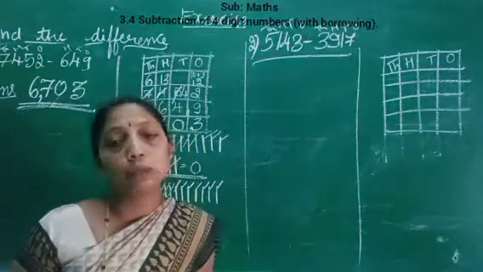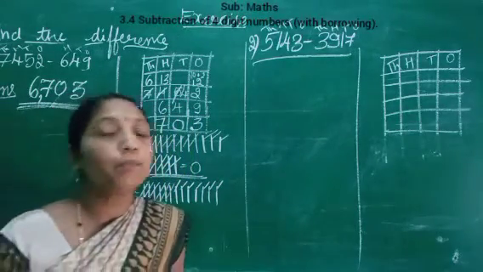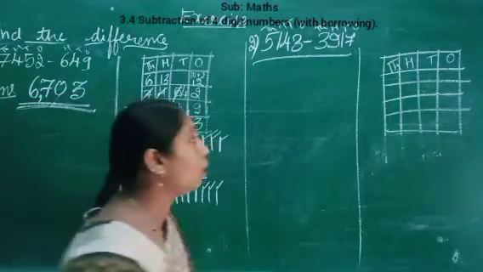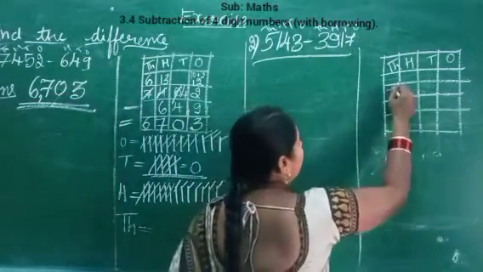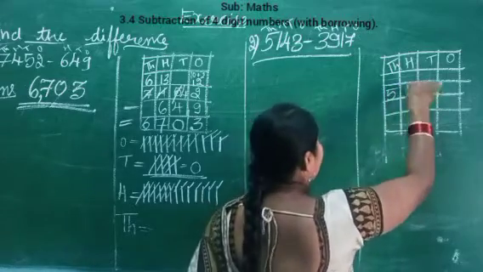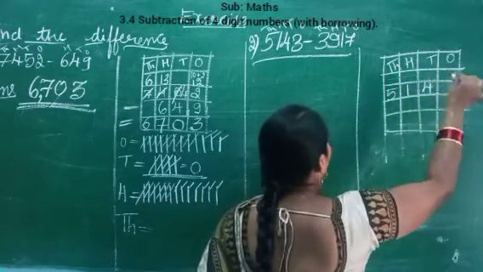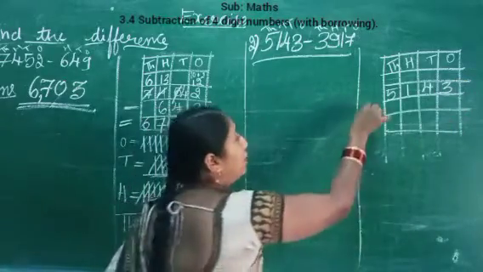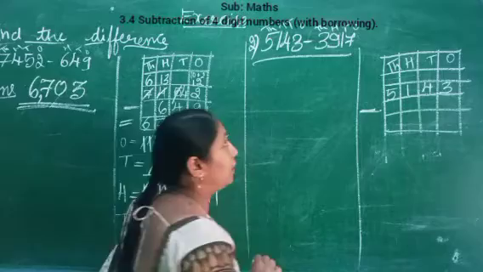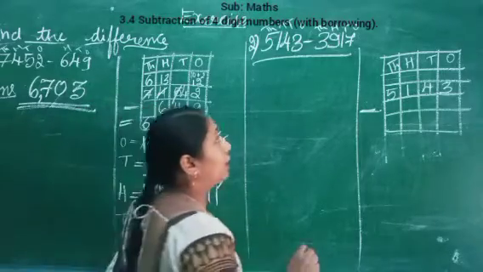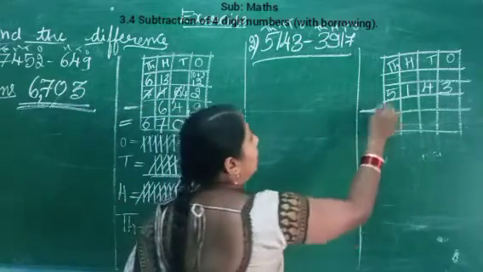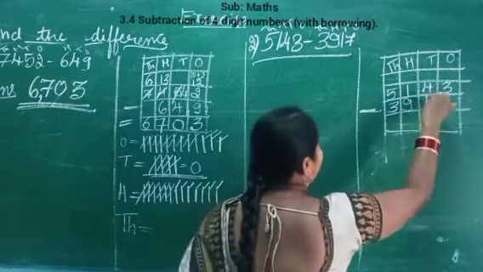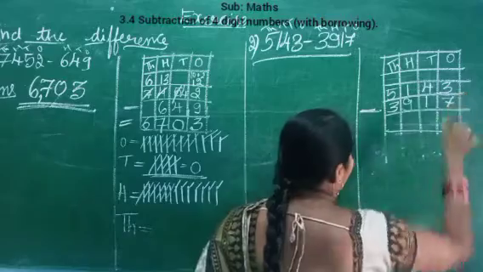5 is greater than 3. So we write on the first is 5143. So we put the 5 in 1000 place, 1 in 100 place, 4 in 10 place, 3 in 1 place. Okay children, next minus subtract which number? 3000 plus 970. 3 in 1000 place, 9 in 100 place, 1 in 10 place, then 7 in 1 place.